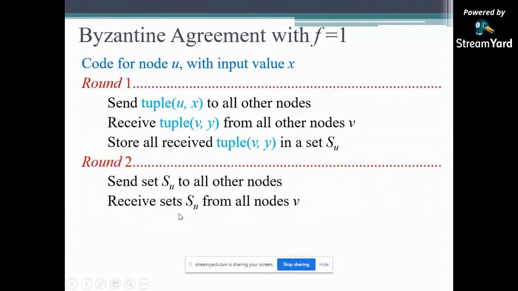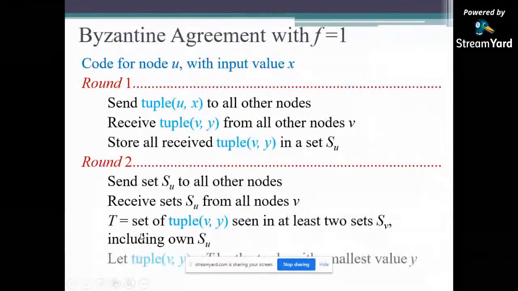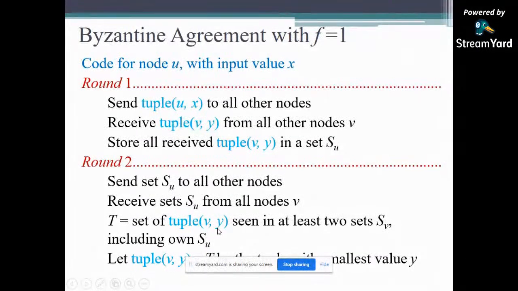In a similar way, it receives the set S_v, that is, a set of tuples, from all the other nodes. This is the tuple it has received from node v. Then it creates a set of tuples T, where it adds a tuple only if that tuple is visible at least twice. If a tuple is not visible at least twice, it will not be added into T. In this way it generates T. There are several input values, so according to the protocol rule, they select one input value as the agreement value. In this way they decide on a particular value.